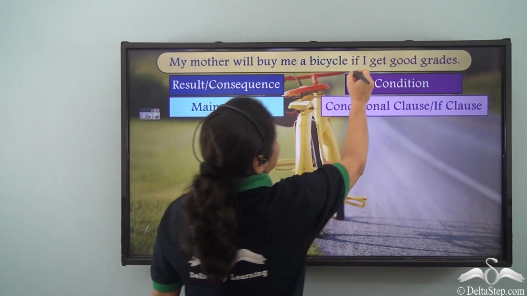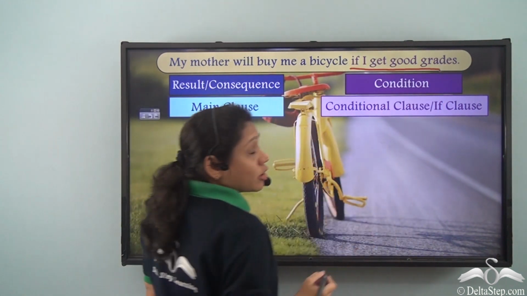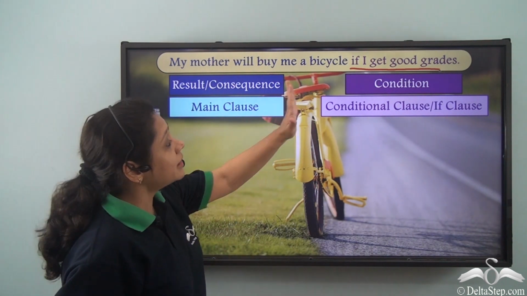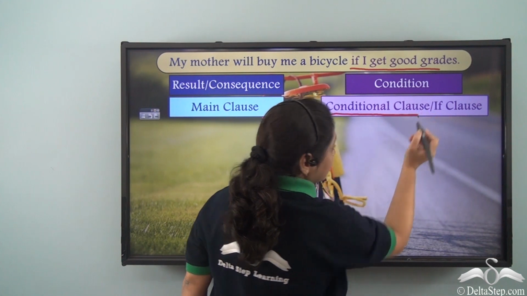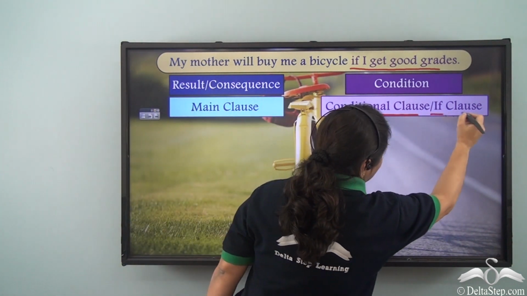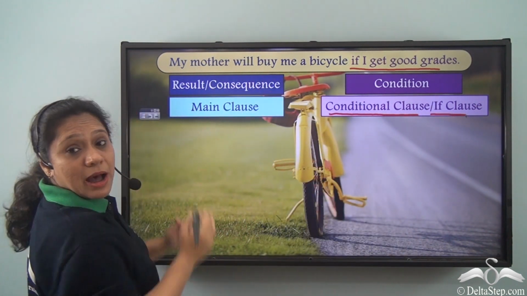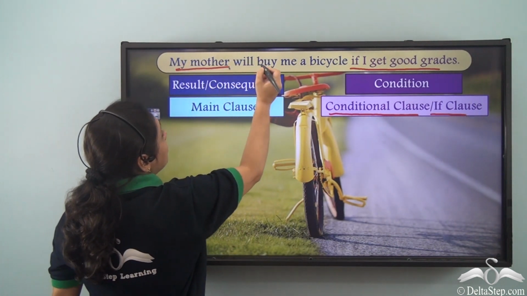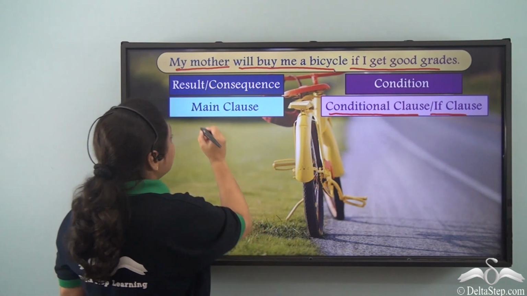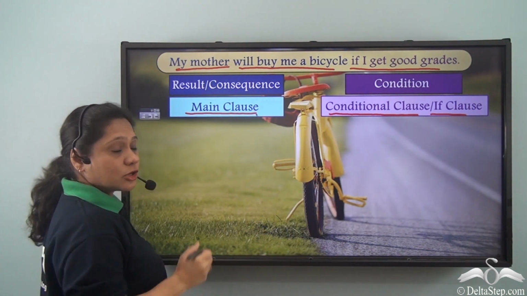So, this part of the sentence or this clause which shows the condition, if I get good grades, is known as the conditional clause or the if clause, and this part of the sentence which shows the result, my mother will buy me a bicycle, is known as the main clause.